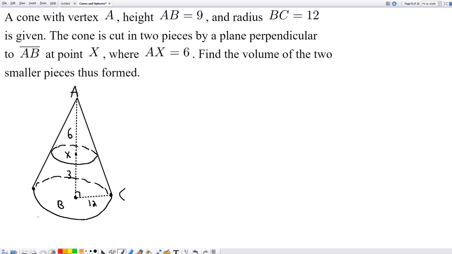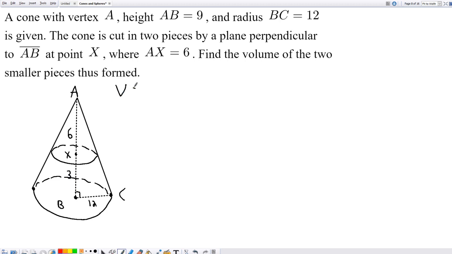Now, it wants us to find the volume of the two smaller pieces. So let's consider the volume of the entire cone, because that could definitely help us out. I don't know how to find the volume of this bottom portion, which is called a frustum, but I do know how to find the volume of cones.